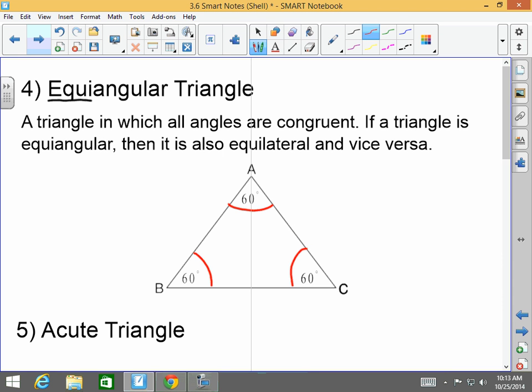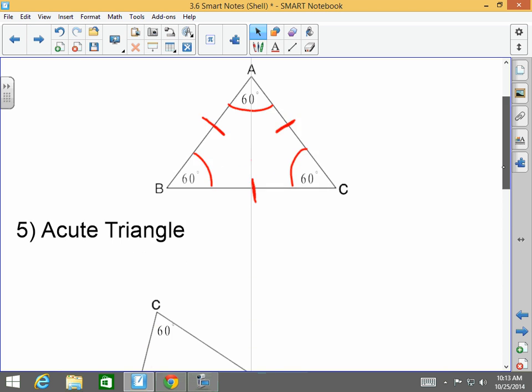And basically, if the angles are all congruent, that means that the sides are all congruent. So if a triangle is equiangular, it is also equilateral, and vice versa. If a triangle is equilateral, then it is also equiangular. Okay? Very, very important. Now, let's continue with angles.